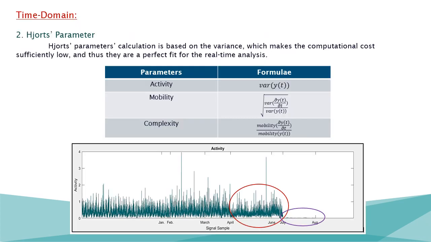The second time domain feature which we can extract is Hjorth's parameters. It is suited for real-time analysis because of its low computational cost. The parameters are activity, mobility, and complexity. The plot of one such parameter is shown here. From the plot, it can be seen again that the behavior of the bridge had changed from the month of June.